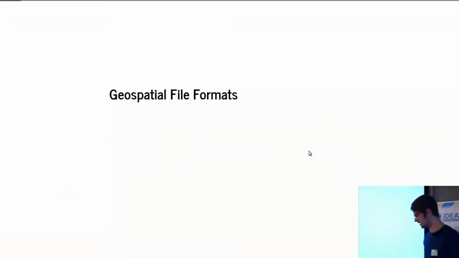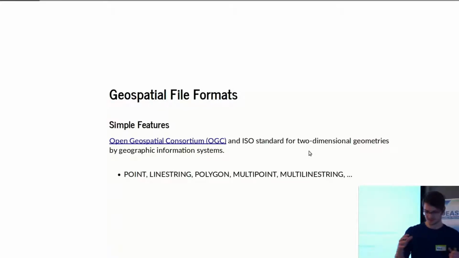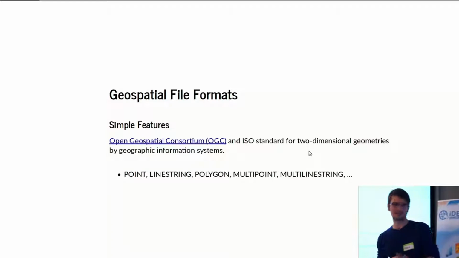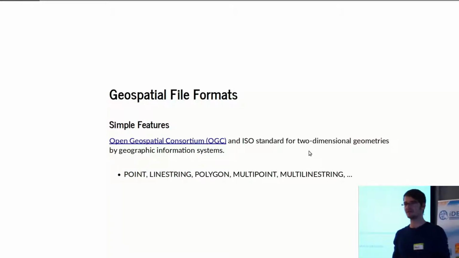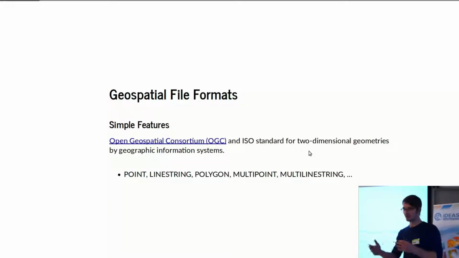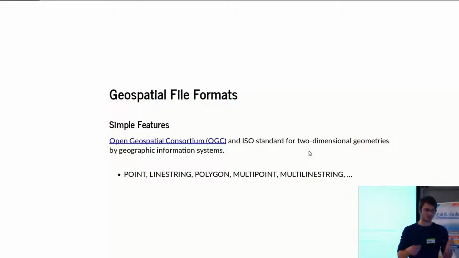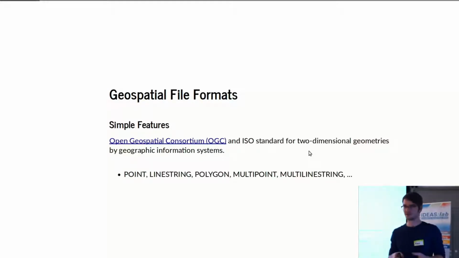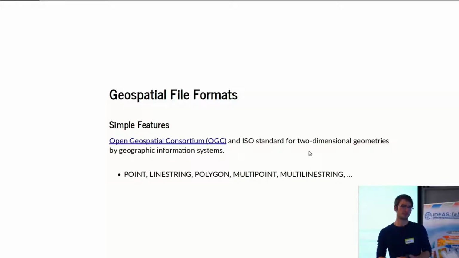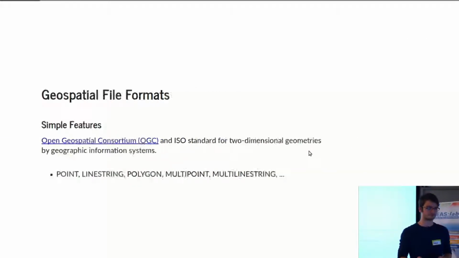Before I start getting to OGR, I would like to cover some of the geospatial file formats. One of the most important parts about them is the simple feature standard, which describes how to write down geospatial data. So you would have points, line strings, polygons, and all these are standardized. This is going to be important for most of the next file formats.